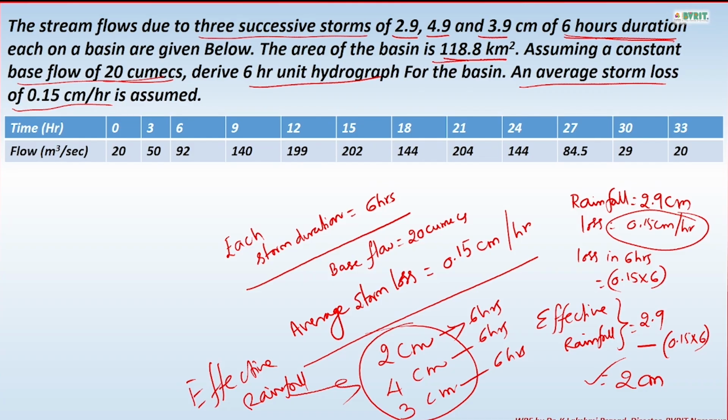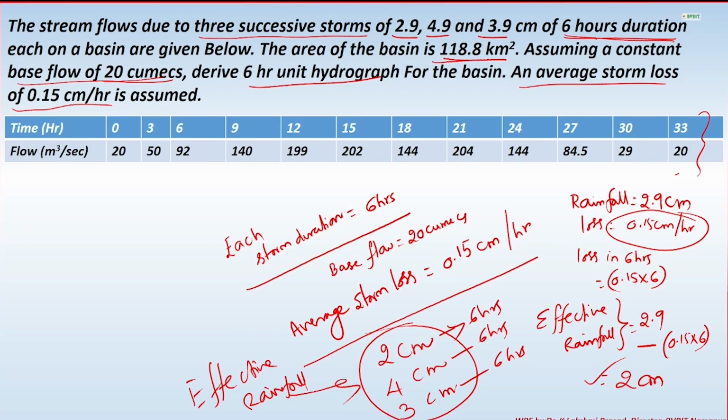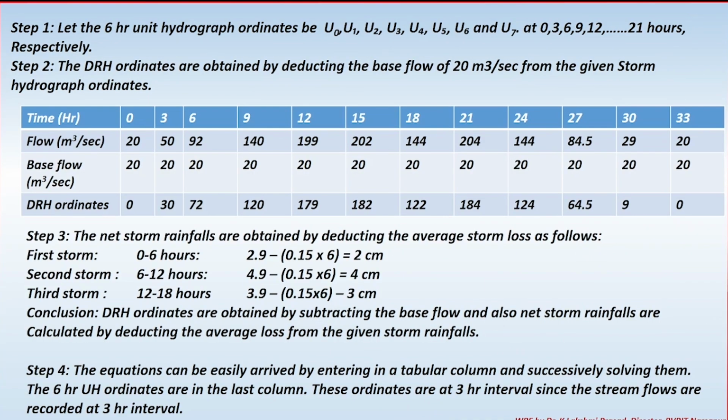Now the flows are being given to you here. Then how to go forward? See what I have done. Let the ordinates of the 6-hour unit hydrograph be like this, I am assuming.